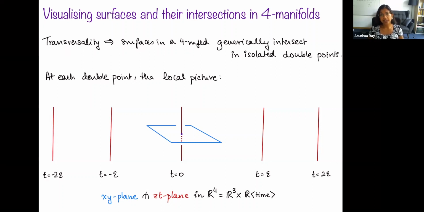So we saw by transversality that up to isotopy, we can assume that surfaces in a four manifold intersect in isolated double points. So I want to talk about how to picture them.